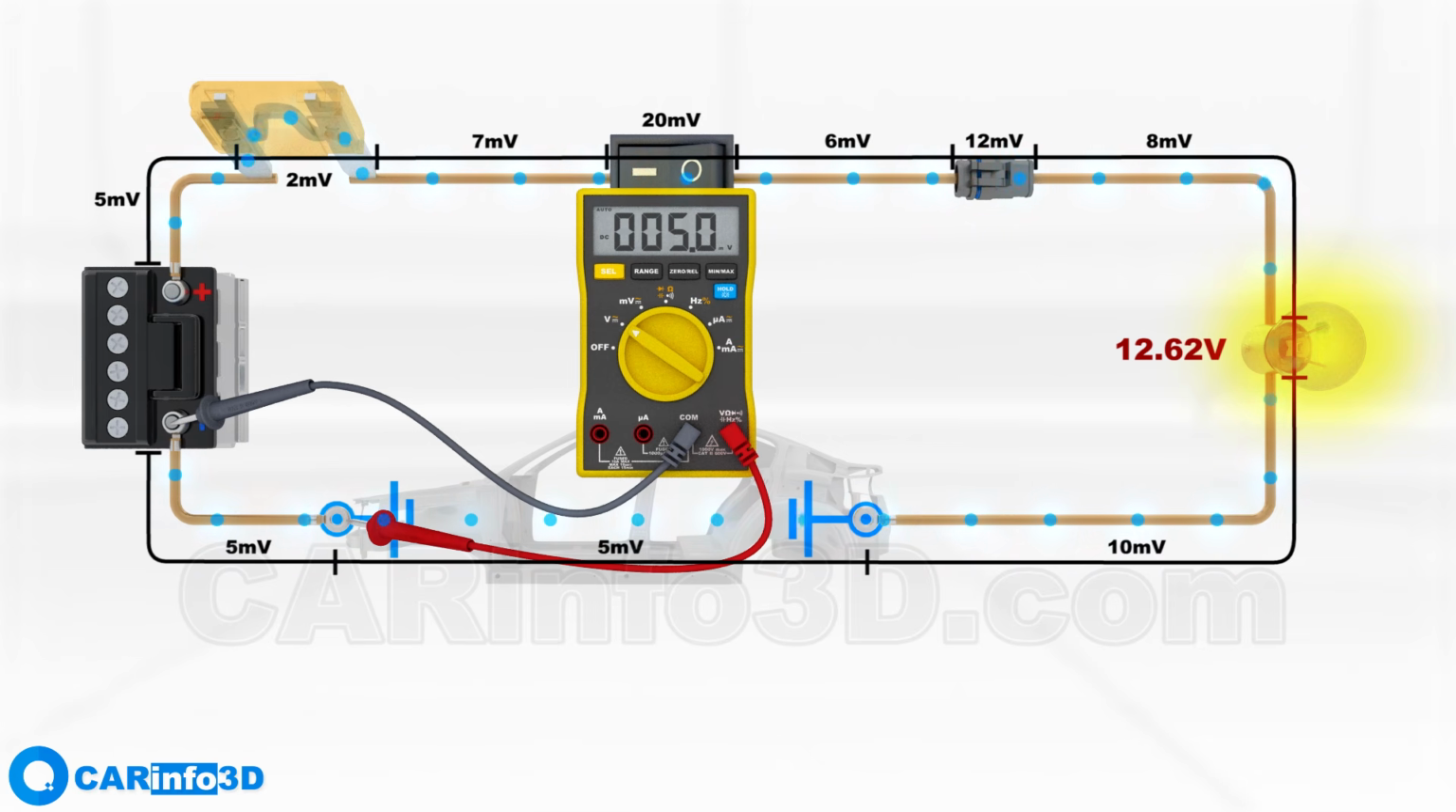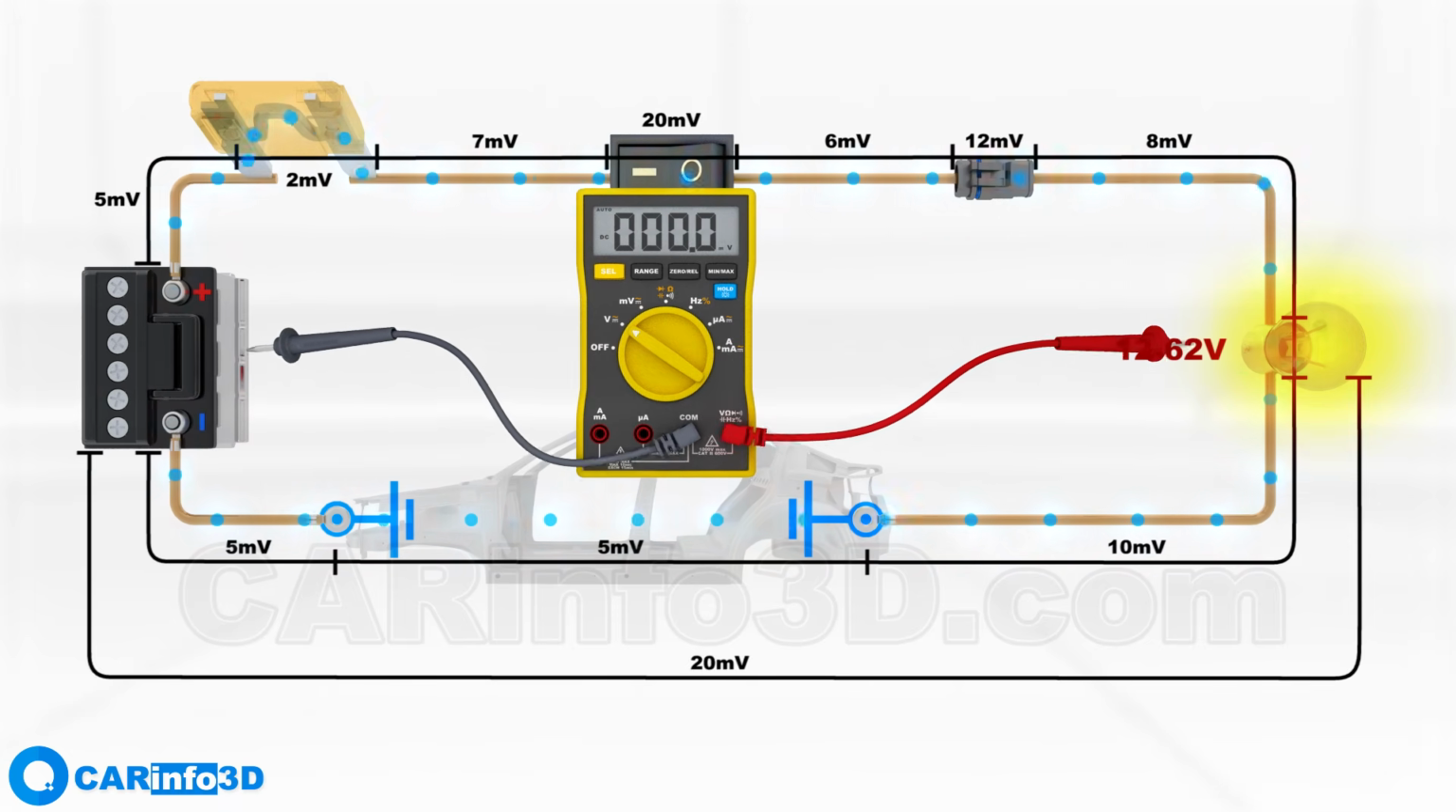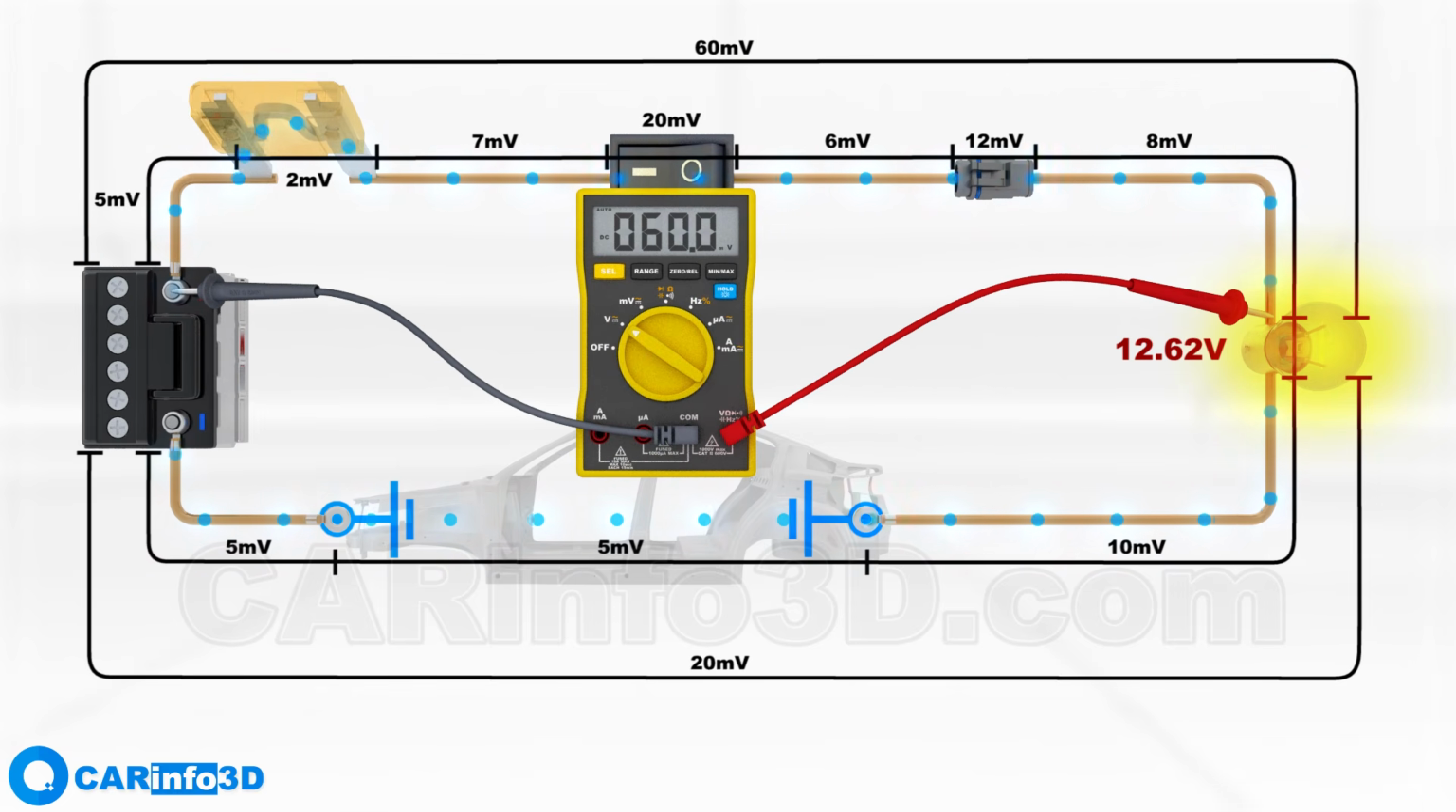We can also measure the voltage drop across an entire side of the circuit. Let's start with the negative side. Now let's measure the voltage drop on the positive side. All of these readings are within acceptable limits and will not significantly affect device operation.